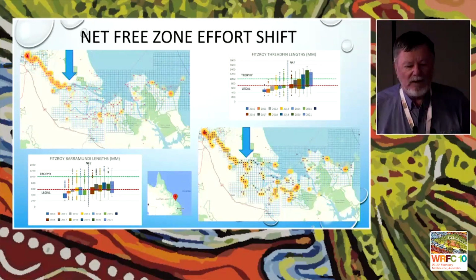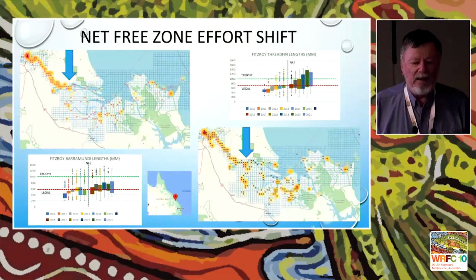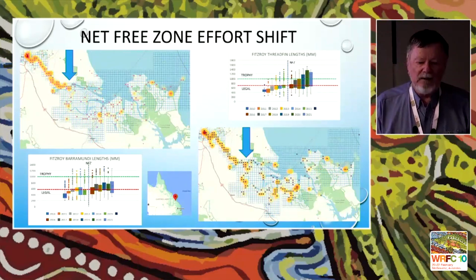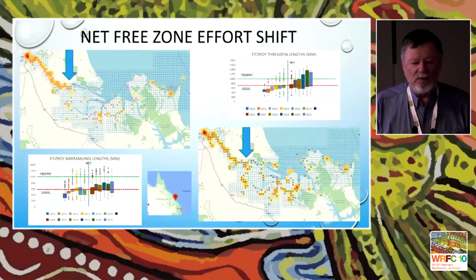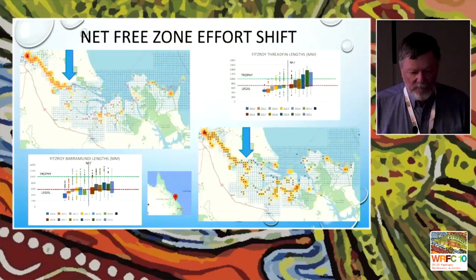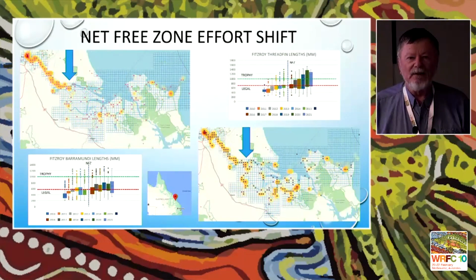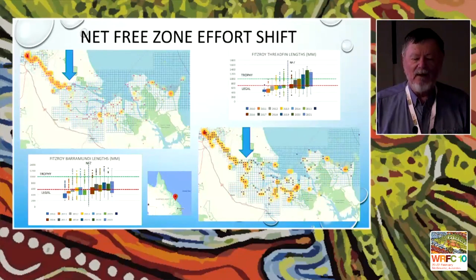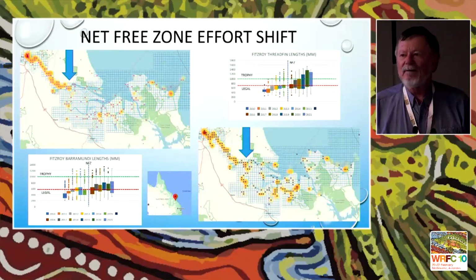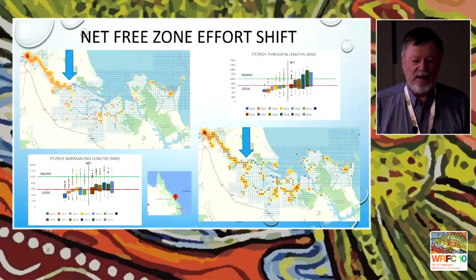And on the right-hand one is threadfin, and again, before the net-free zone came in, the size range was pretty much below the legal limit. Now, the average size of threadfin is just under 1 metre, and 60% of the threadfin caught in the Fitzroy River at the moment are over 1 metre. They're all trophy-sized fish, and the biggest one recorded so far since then is 1.66 metres, so pretty sizable fish.